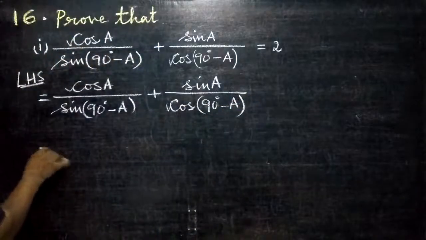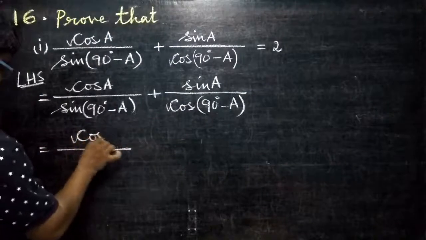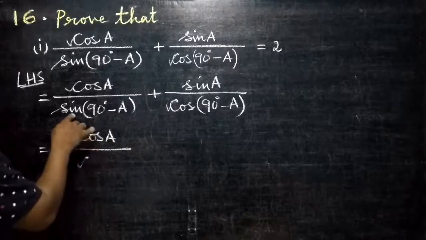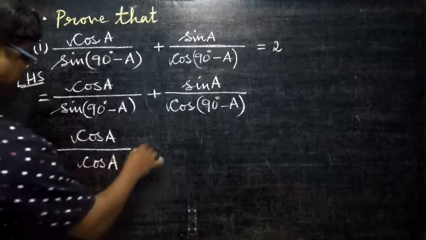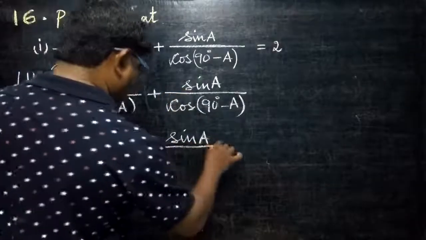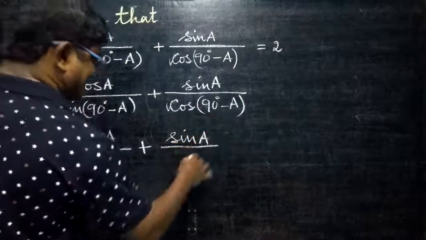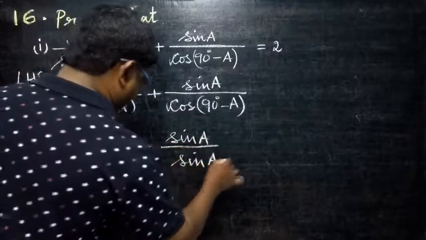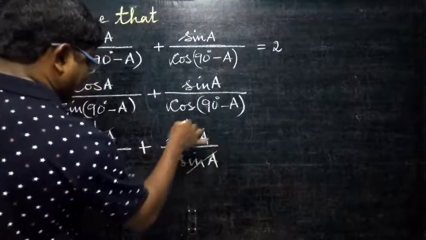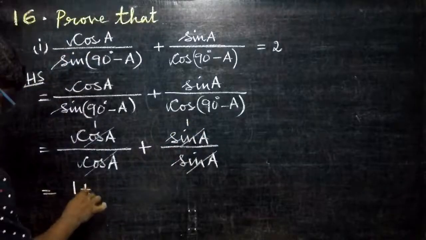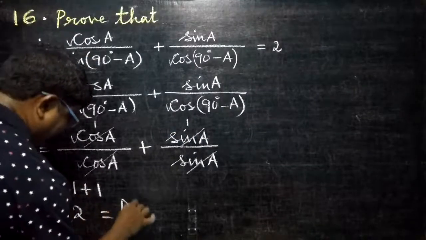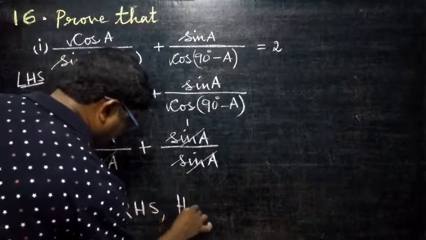Now we know the formula. Cos A as it is you write. Sin of 90 minus A is cos A. Plus sin A as it is, and we know the formula for cos of 90 degrees minus A is sin A. Now cos A goes in cos A one time, sin A goes in sin A one time, that is equal to 1 plus 1. How much did we get? Is equal to 2. That is equal to RHS, hence proved.